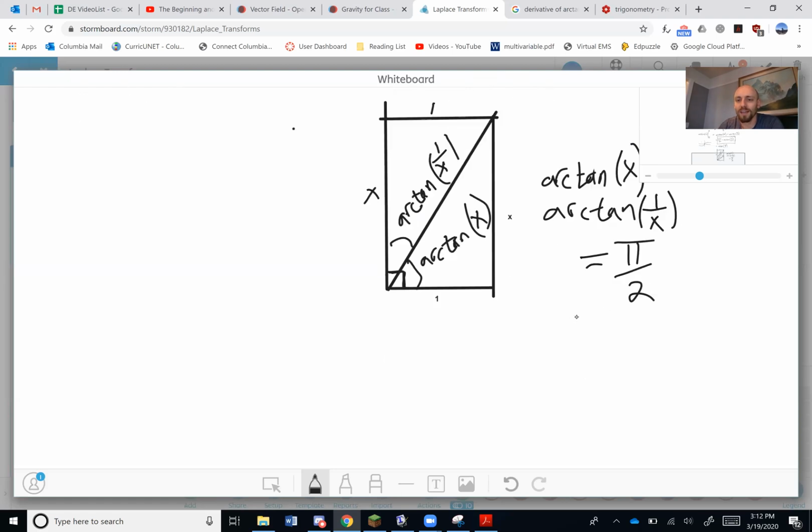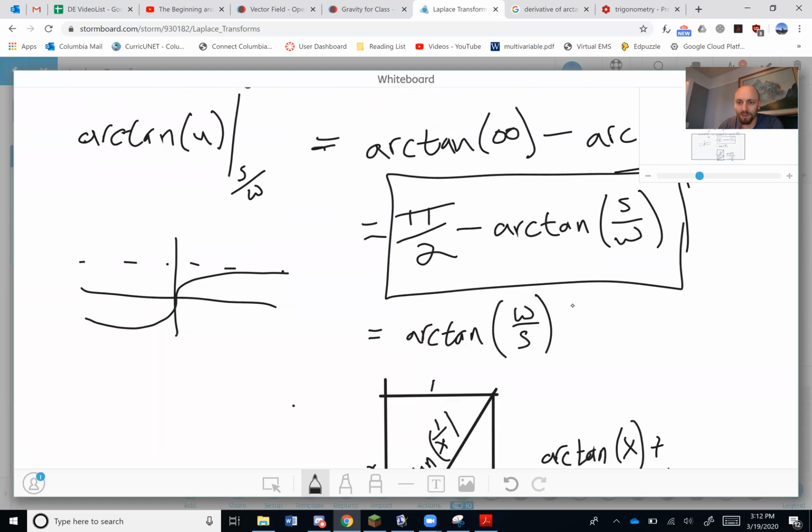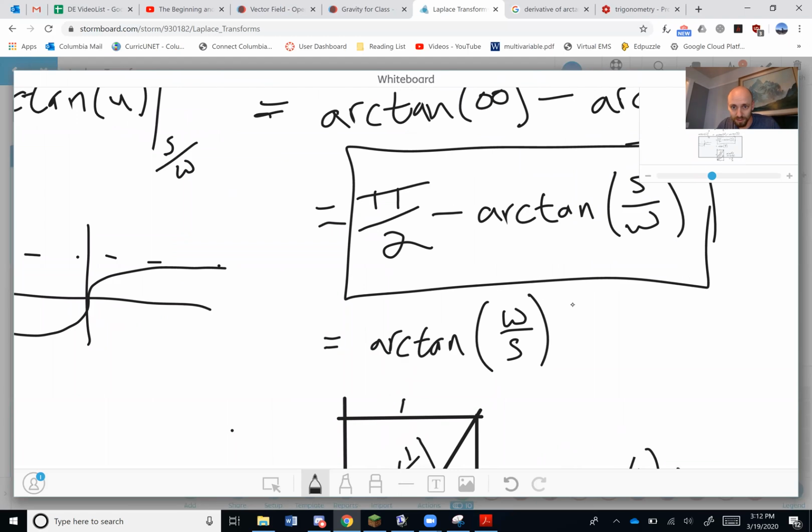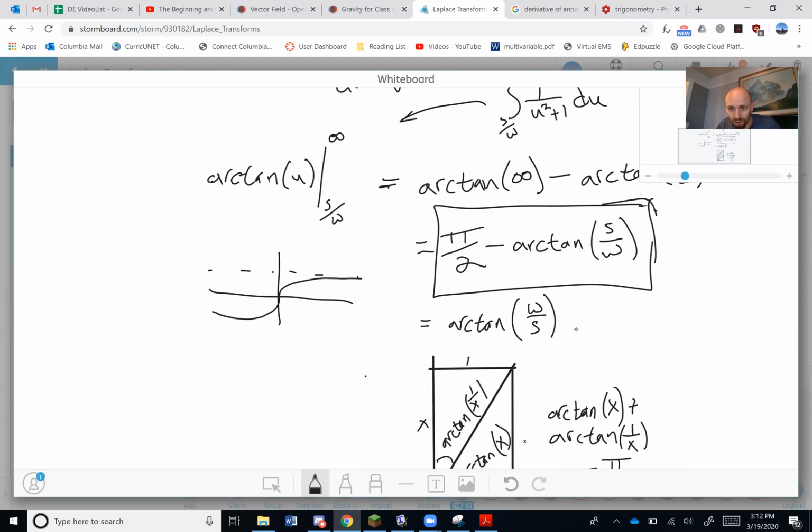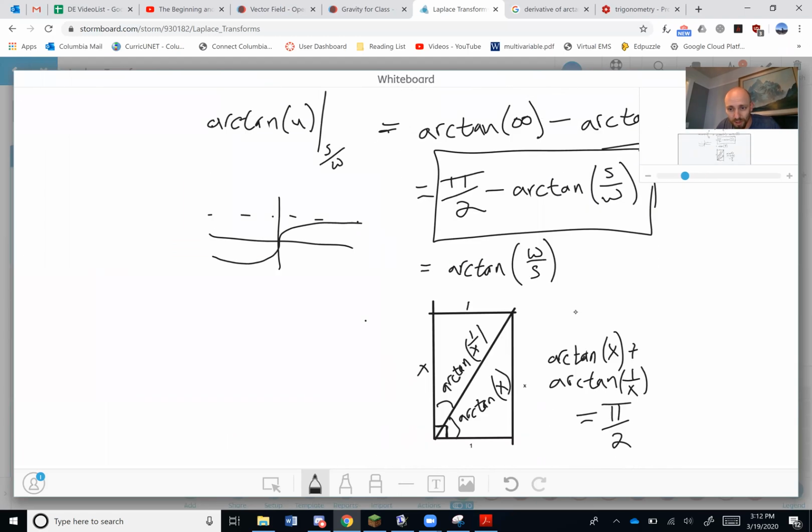And so while I ended up with, let me see if I can, it's real weird that the controls on this whiteboard are backwards.